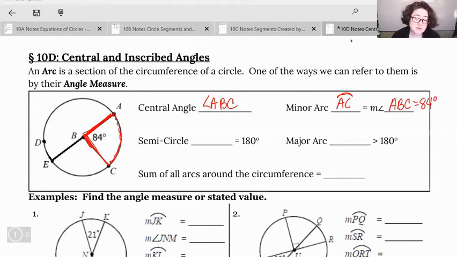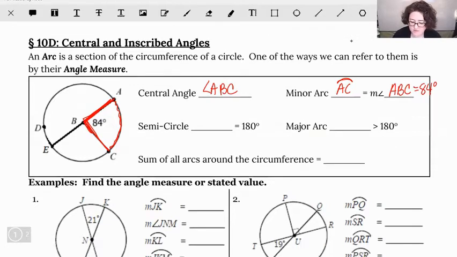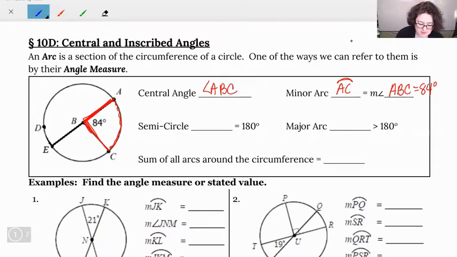Okay, a semicircle is always going to go halfway around the circle. So what other thing do you know that actually cuts a circle in half? Well, that's a diameter. So do we have any diameters on our circle? Yeah, we have that straight segment going between A and E. So the semicircle is going to go halfway through. And the way I'm going to name that semicircle is ADE.